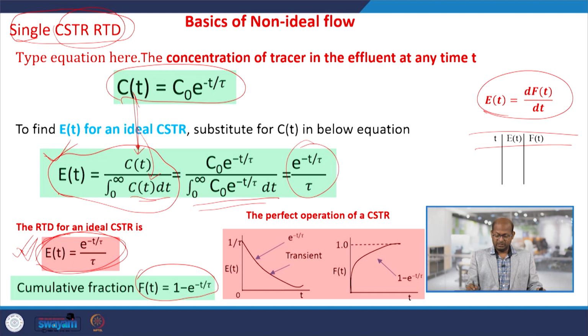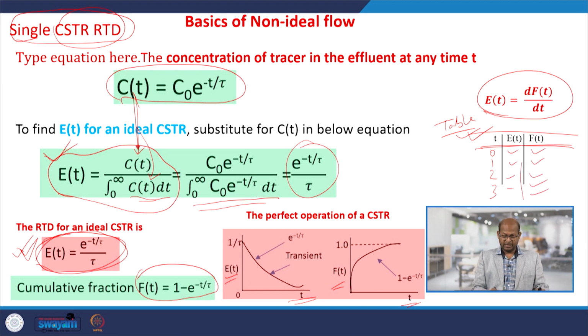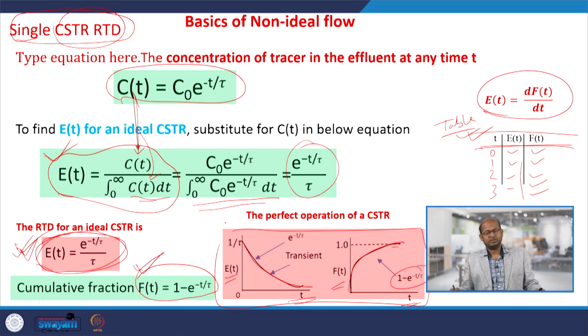Now if we have this table, then theoretically we can calculate E curves; E(t) versus t we can plot, F(t) versus t we can plot. These are the things known. Then E(t) curves would be like this, and F(t) curves would be like this. So from these equations we can easily draw E curves and F(t) curves for the ideal CSTR reactors.